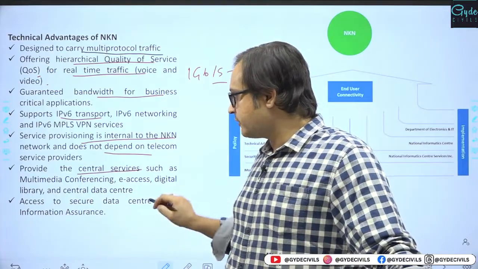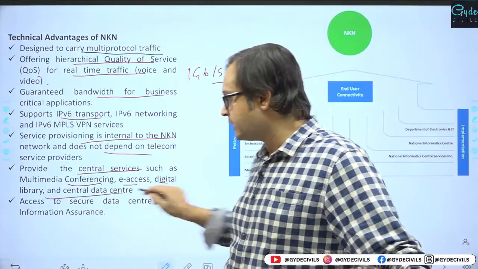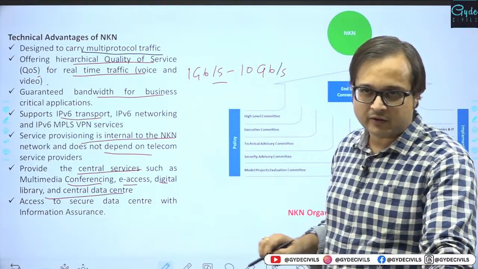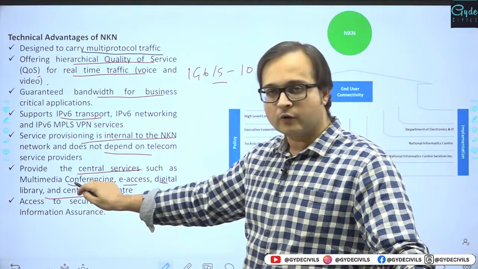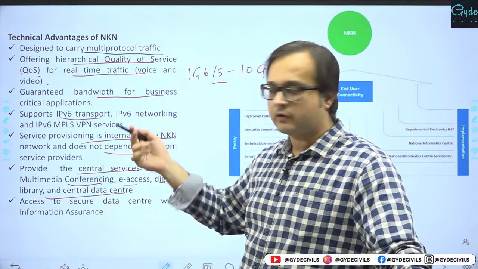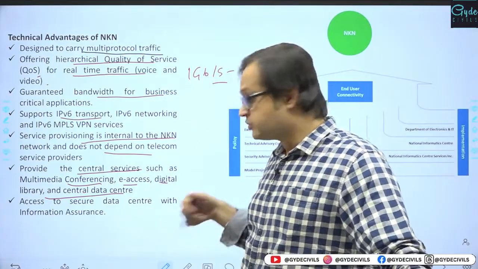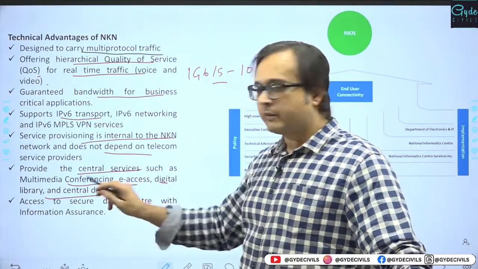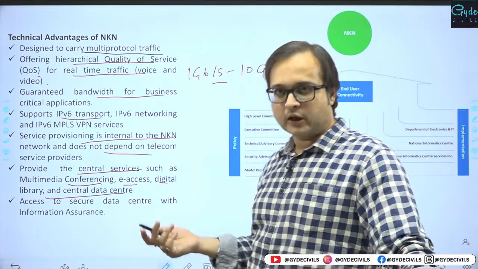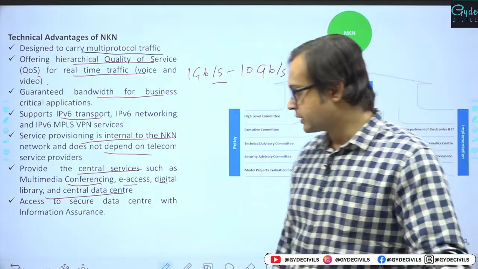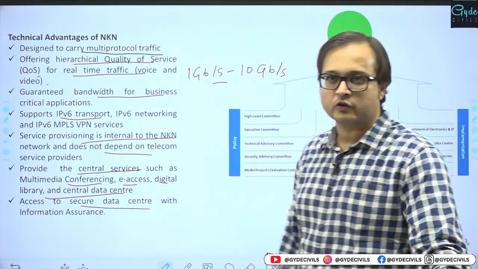It provides central services such as multimedia conferencing, e-access, digital library and central data center, etc. Central services such as multimedia conferencing, video conferencing, or even web conferencing, e-access, access to different types of resources, journals, digital library, etc. can also be hosted over here, and central data centers can all be hosted over the National Knowledge Network. And access to secure data centers with information assurance is also being provided.